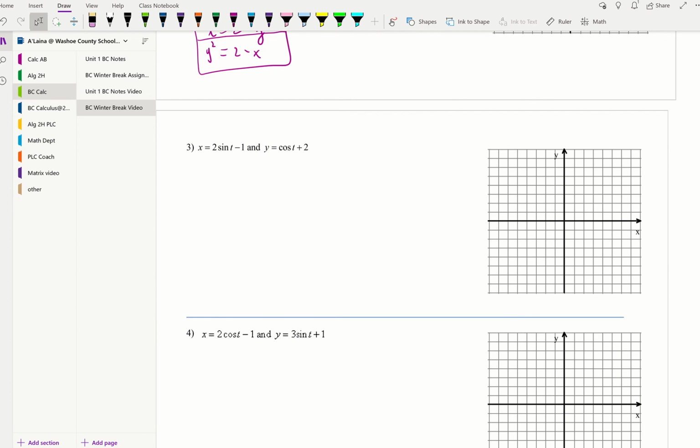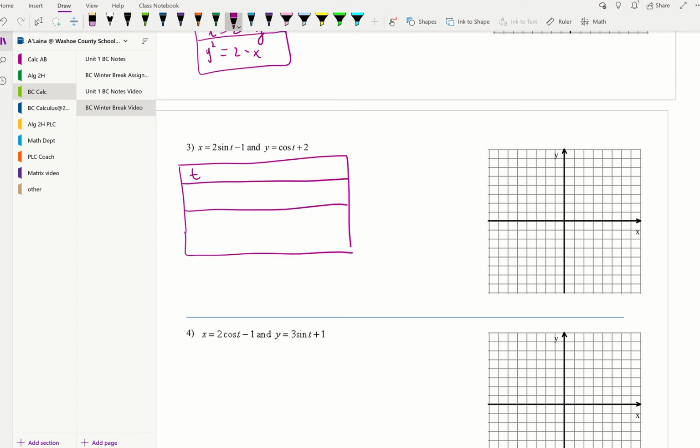All right, now number 3, those are sine and cosine. So when I create my table of values here, I'm going to pick values of t that I actually know how to evaluate sine and cosine for. I'm going to pick some of my quadrantal angles. Okay, so I'll pick 0, pi over 2, let's see, pi, maybe 3 pi over 2 and 2 pi.